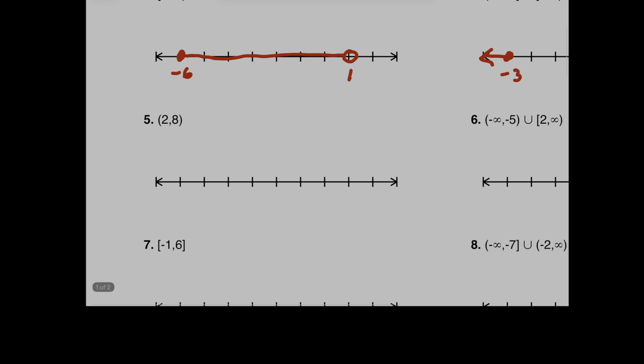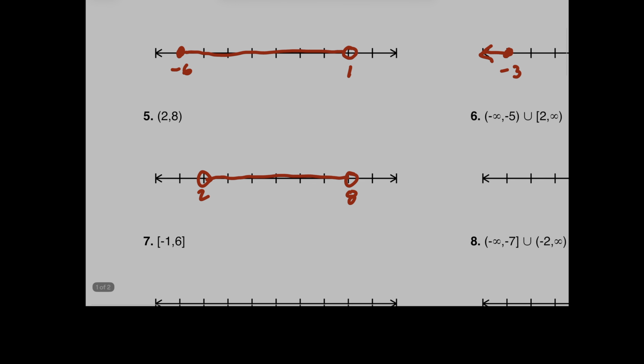Let's go on to number 5 here, 2 and 8, okay? So it's going to be between 2 and 8. Let's just call this 2, 3, 4, 5, 6, 7. We'll call that 8, all right? Now, they both have parentheses, so that means they're both going to be holes, and that's the low and the high end. And so that's just our answer.